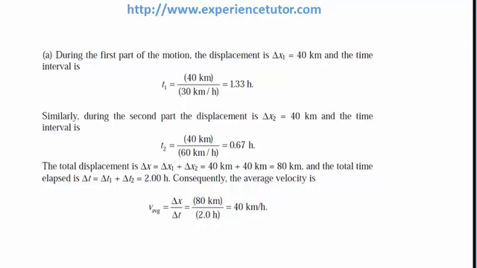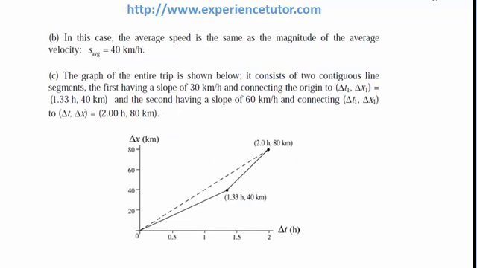The total displacement is delta x = delta x1 + delta x2 = 40 km + 40 km, which is equal to 80 km, and the total time is equal to delta t1 plus delta t2, which is equal to 2 hours. Consequently, the average velocity is V average = displacement upon time, that is 80 km upon 2 hours, that is 40 km per hour. In this case, the average speed is the same as the magnitude of the average velocity, which is 40 km per hour.